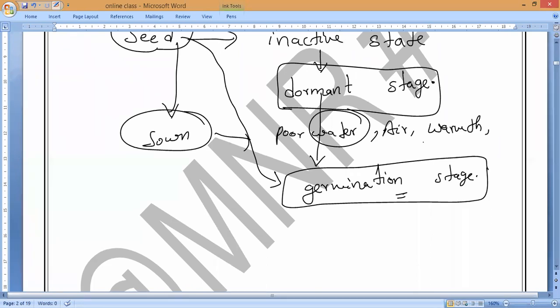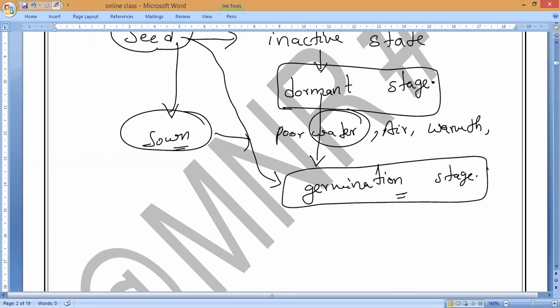So now, once the dormant seed is kept inside the soil, that is sowing inside the soil, or buried inside the soil, then what will happen, guys? We have to provide all the required conditions for the proper growth of the seed. That is what we used to call germination.